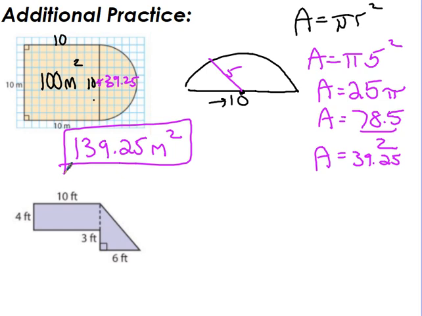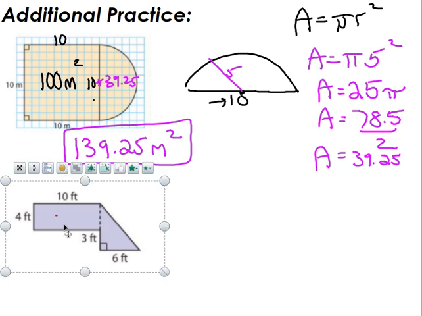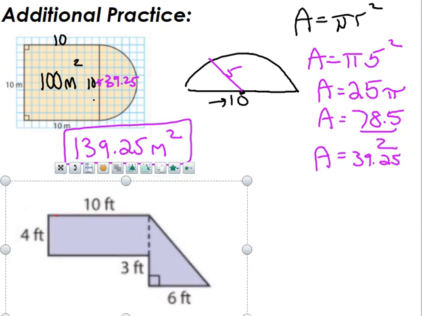Go ahead and pause it. Try to find the area of this one over here. Looks like we got a rectangle and a triangle. See if we can figure it out. All right. So I got a rectangle and a triangle. Let's see if I can make this a little bit bigger for us. There we go.